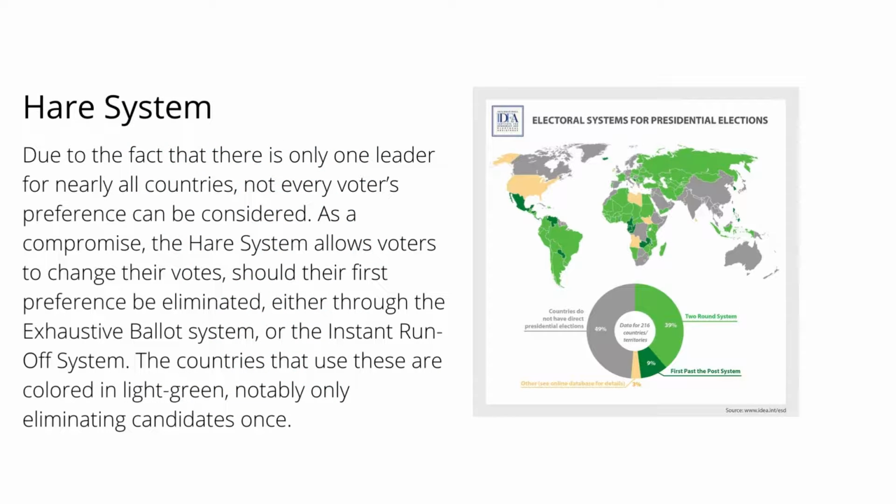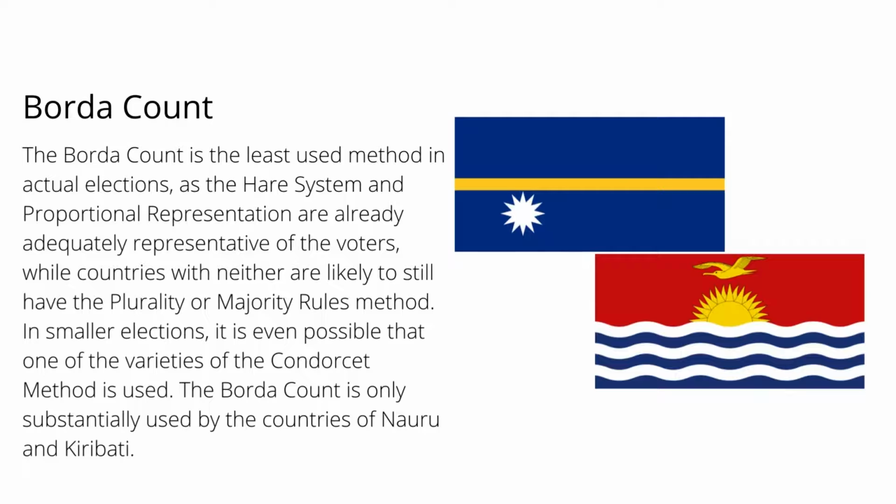Hare system. Due to the fact that there's only one leader for nearly all countries, not every voter's preference can be considered. As a compromise, the Hare system allows voters to change their votes should their first preference be eliminated, either through the exhaustive ballot system or the instant runoff system. The countries that use these are colored in light green, notably only eliminating candidates once.